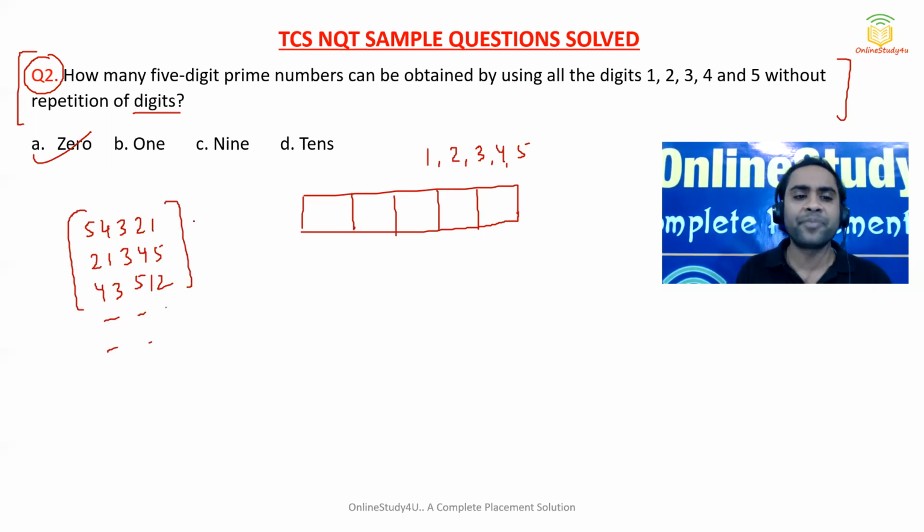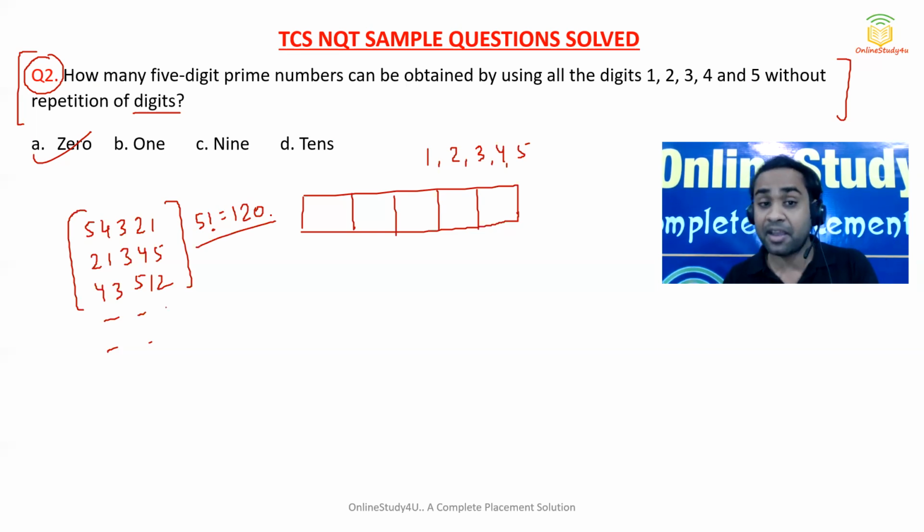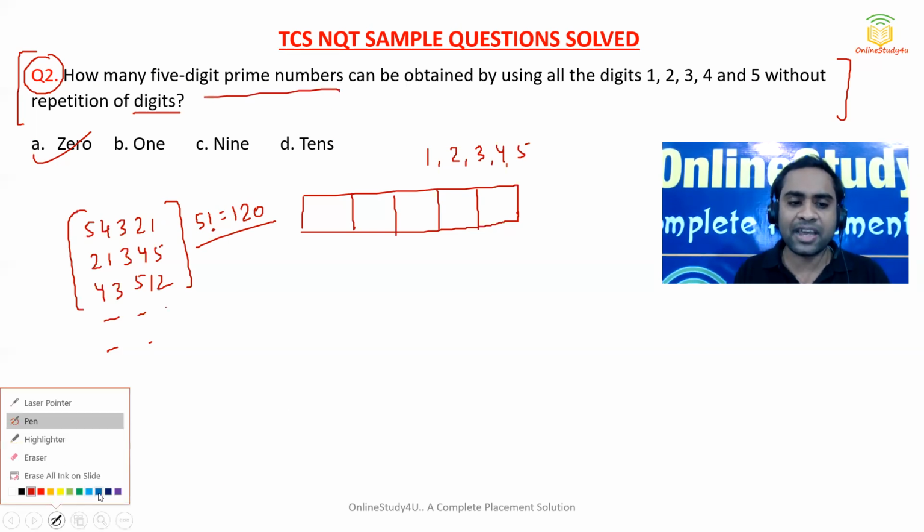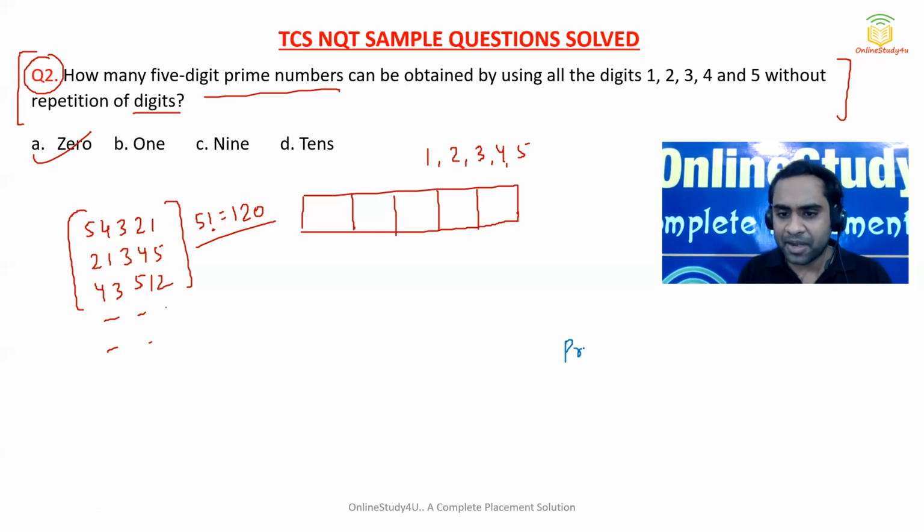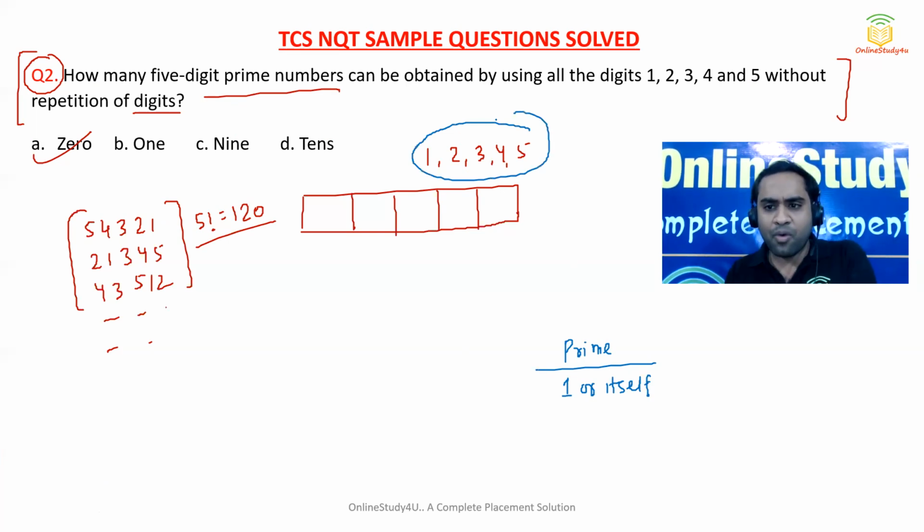And in total how many? 5 factorial means a total of 120 numbers you will be able to make. But they're asking you, tell me how many of the numbers will be prime. Now friends, we know clearly a prime number is a number which is divisible only by 1 or itself.